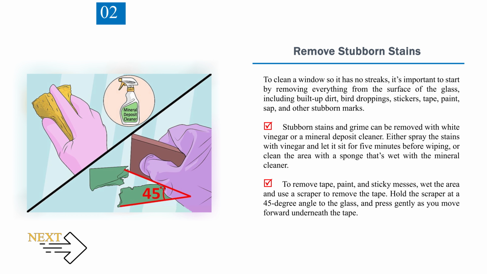Either spray the stains with vinegar and let it sit for 5 minutes before wiping, or clean the area with a sponge that's wet with the mineral cleaner. To remove tape, paint, and sticky messes, wet the area and use a scraper to remove the tape. Hold the scraper at a 45-degree angle to the glass, and press gently as you move forward underneath the tape.